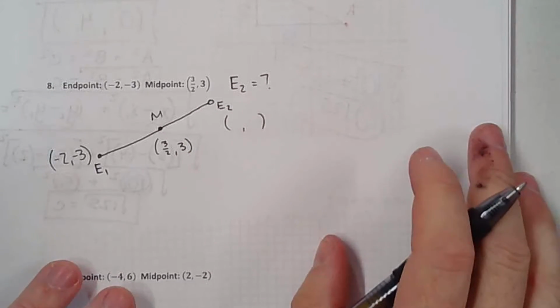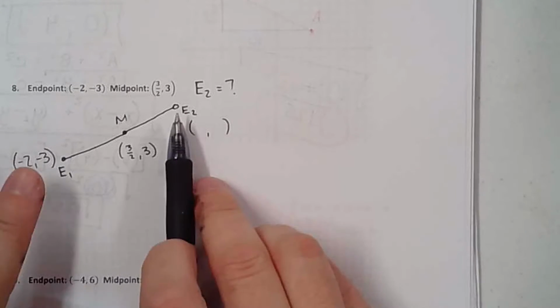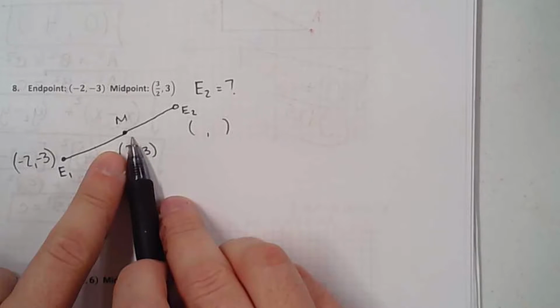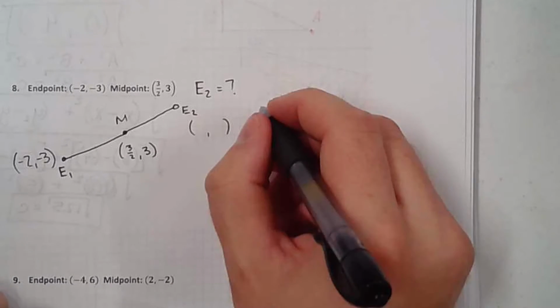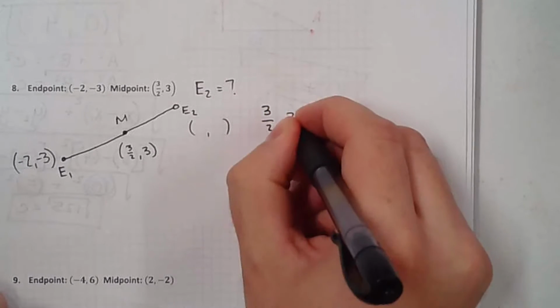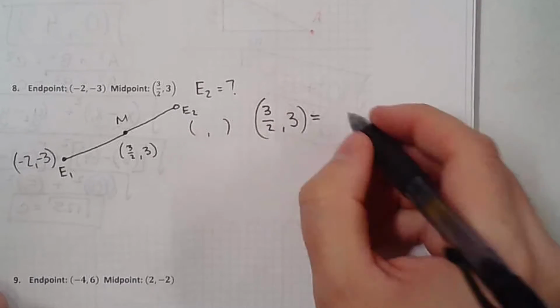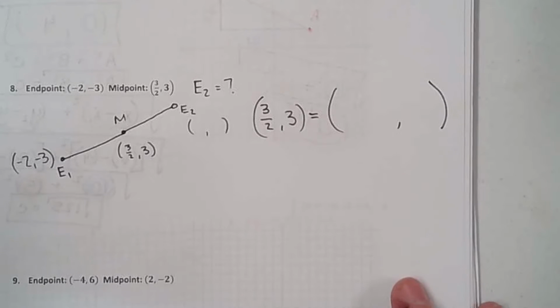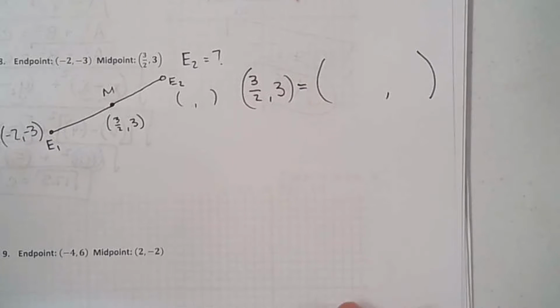So we're going to use the midpoint formula to solve. Normally, we plug these two coordinates in, and it pops out the midpoint. So instead of popping out the midpoint, we know what the midpoint is. It's (3/2, 3). And that's going to equal the midpoint formula. What's our midpoint formula?